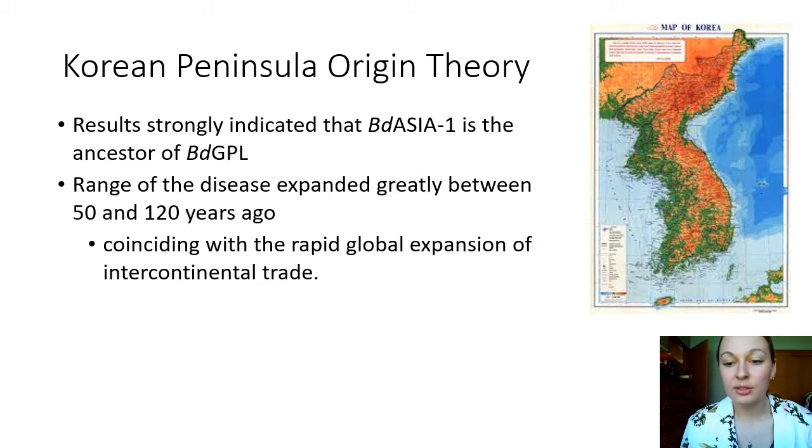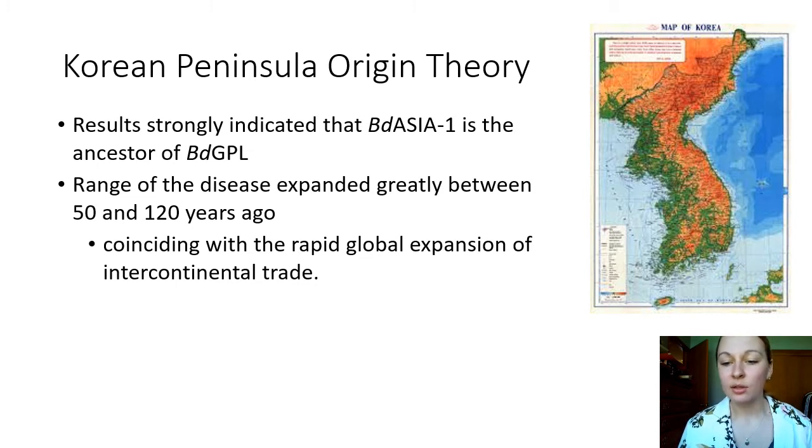And so that gave rise to the Korean Peninsula origin theory. This is still just an idea. It is backed by some evidence, but it is not the end-all say-all. So the results from that 234 sample study indicated that the BD Asia 1 strain, or lineage, is the ancestor of the BD GPL lineage. And I'll show you an infographic in the next slide that explains that in a better sense.